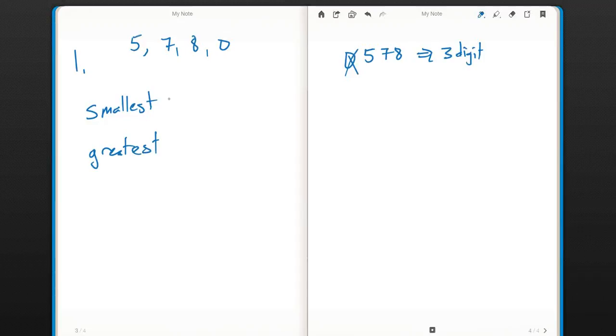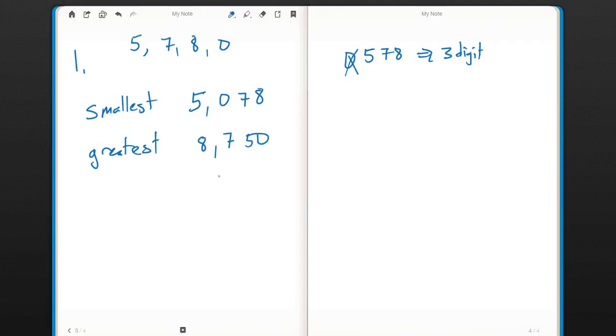So the smallest number we can possibly make would begin with the 5,000, and then it would be 5,078. The greatest number we could make, if you start with the biggest number, is 8,000 and go 8,750. Those numbers are just going to go in descending order from greatest to smallest, and that'll make the greatest number possible.